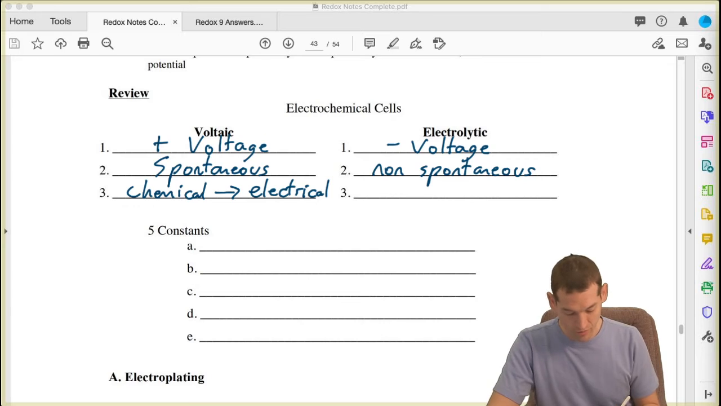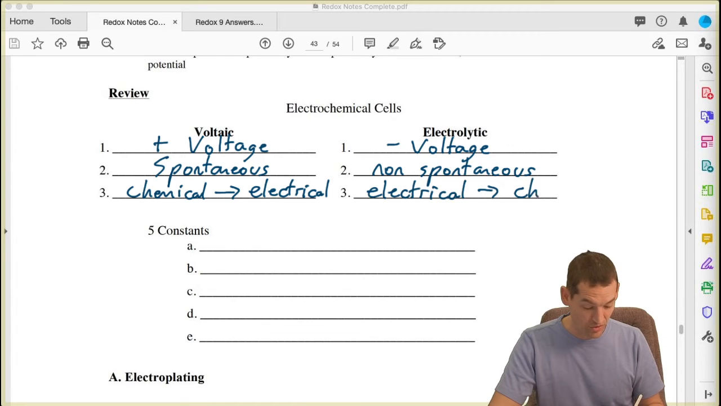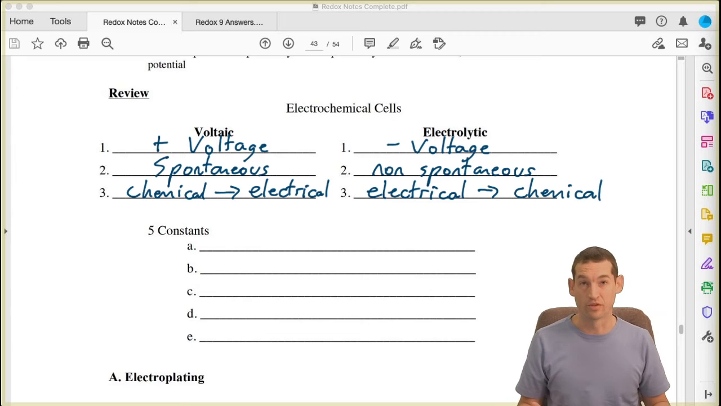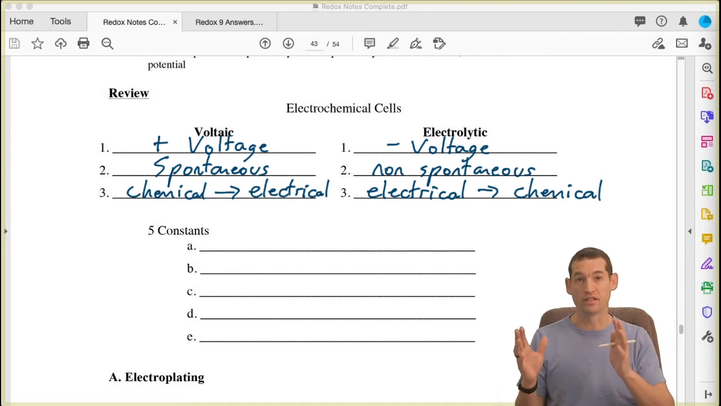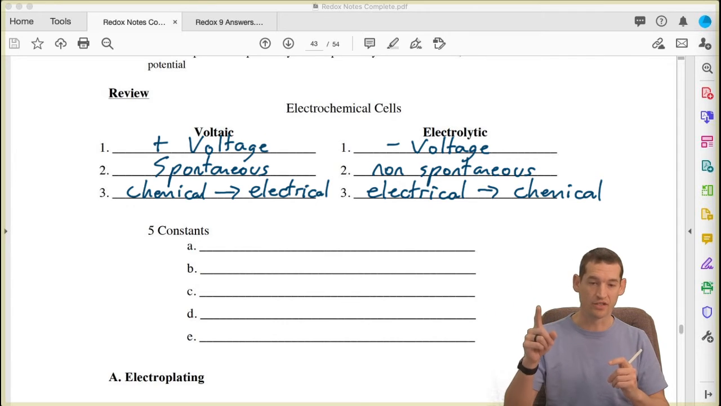And then the third one is we're using that electrical energy that I was just talking about, and we're going to end up storing it in the form of chemical energy in the cell that we're looking at. Okay. So those are the things that are different between the voltaic cells and the electrolytic cells. Make sure you're pretty comfortable with those.